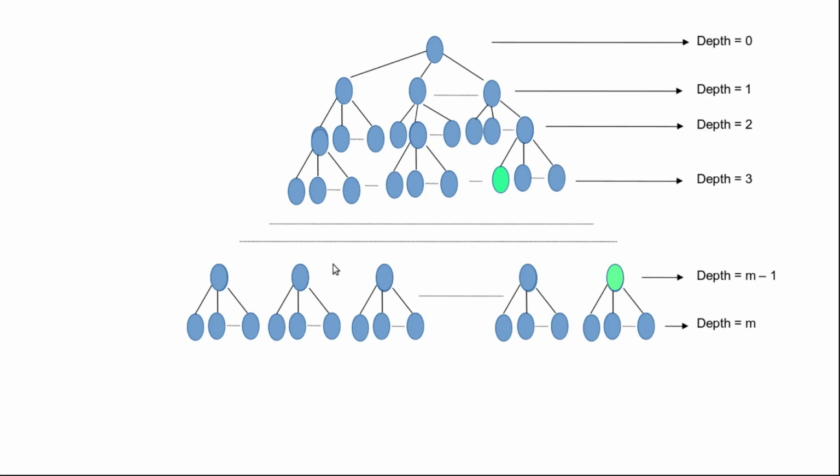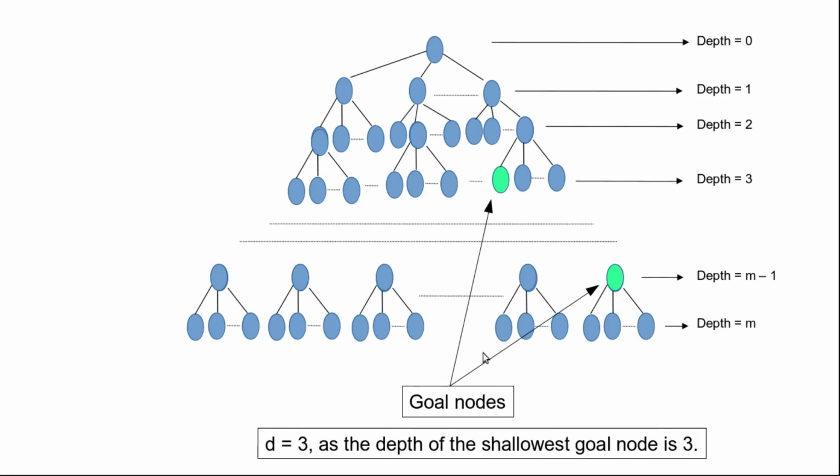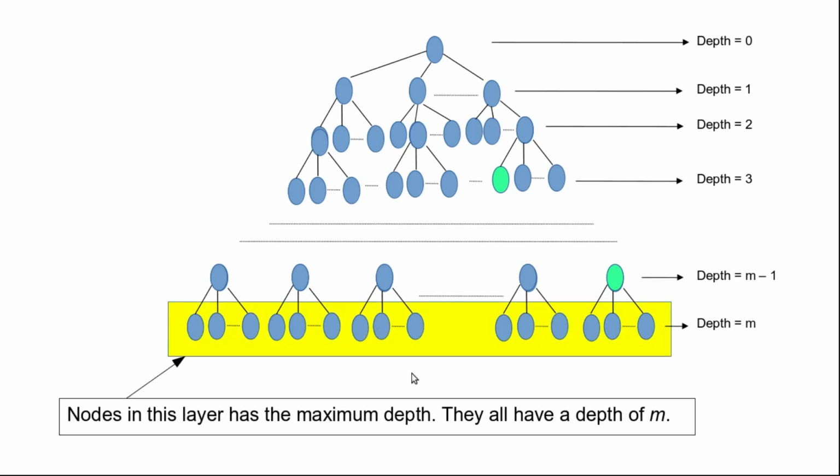So if we take this tree as an example, here we have two goal nodes, and the shallowest goal node is at a depth of 3, and hence d will be equal to 3. And the leaf nodes are the nodes that have the maximum depth, and we say that their depth is equal to m. So m represents the maximum depth.